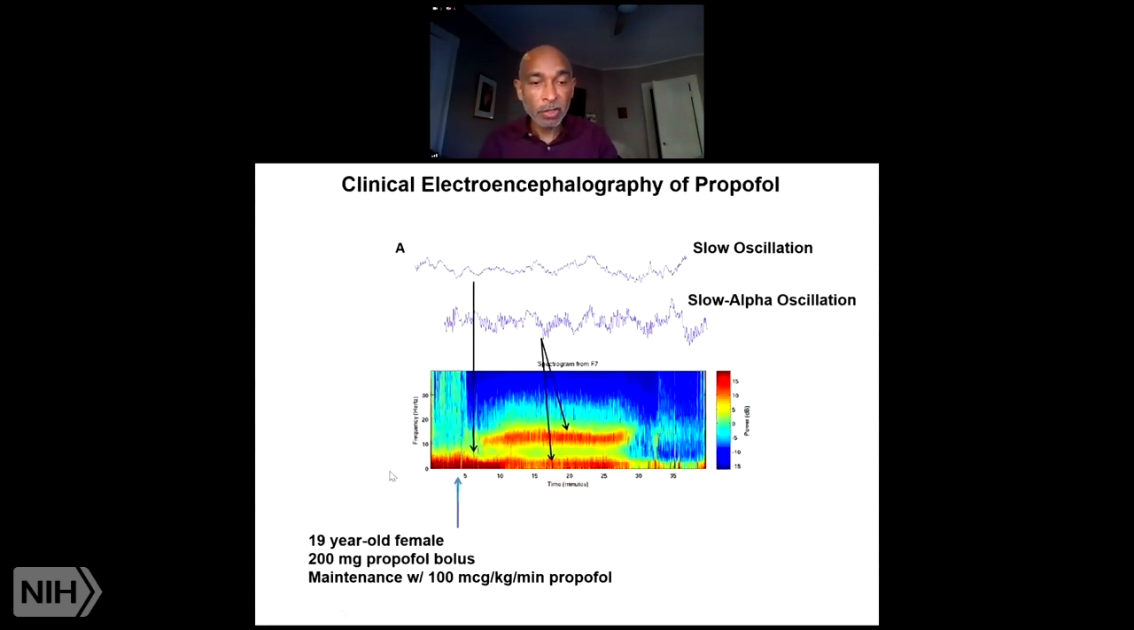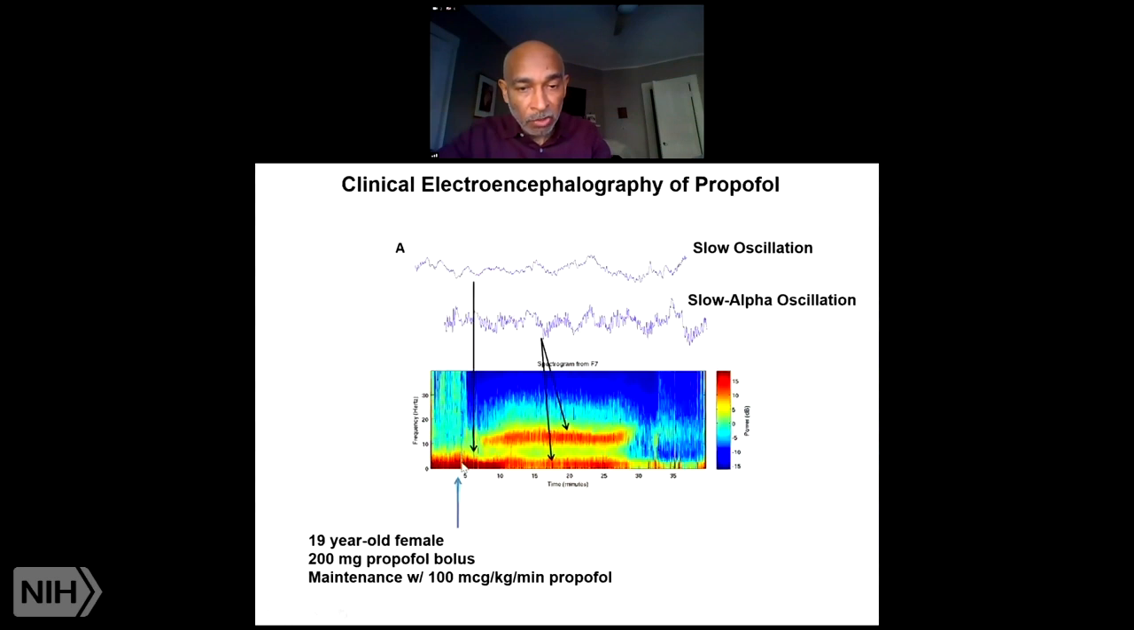So this is a young woman I took care of a few years back. She was having a small procedure, so I gave her a bolus of propofol to induce, and I started an infusion of 100 micrograms per kilogram per minute. So keep the number in mind, 100 here. We're going to see another infusion later on, which is going to be a lot less.